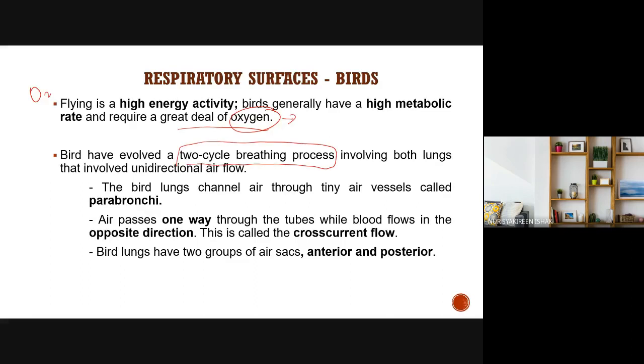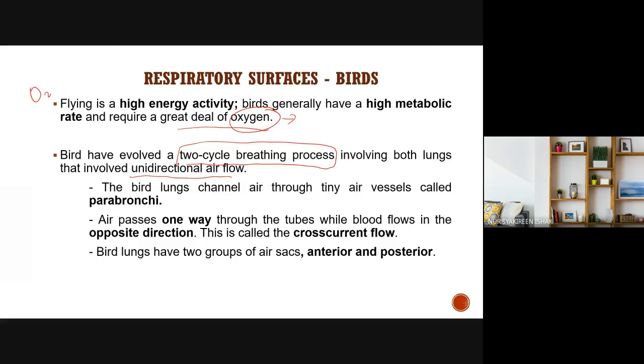Please highlight this one. They evolved a two-cycle breathing process involving both lungs that involves unidirectional airflow. Unidirectional airflow means that once the bird inhales air from the atmosphere, it enters into the trachea, but it does not enter the lung first. For birds, they have air sacs. They have posterior and also anterior air sacs. In between the posterior and anterior air sacs, there will be the lung.